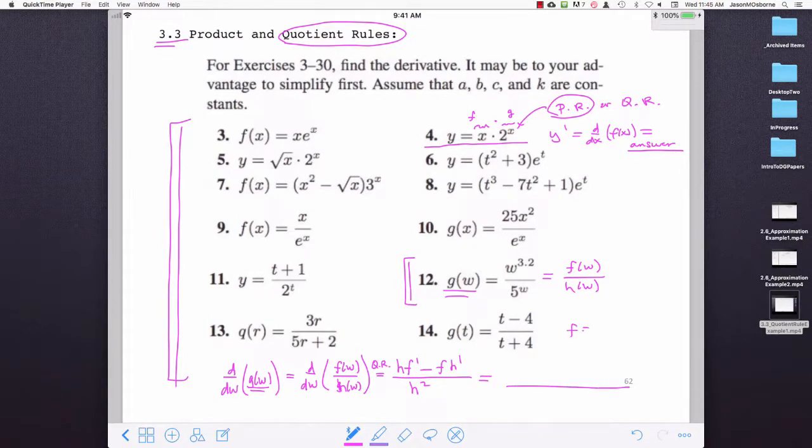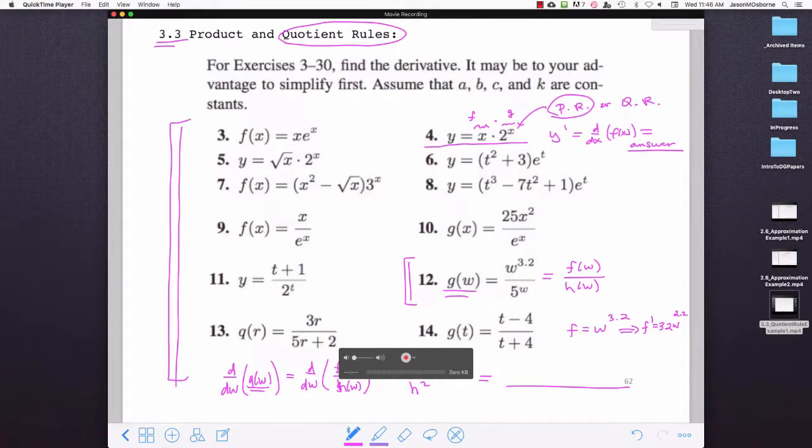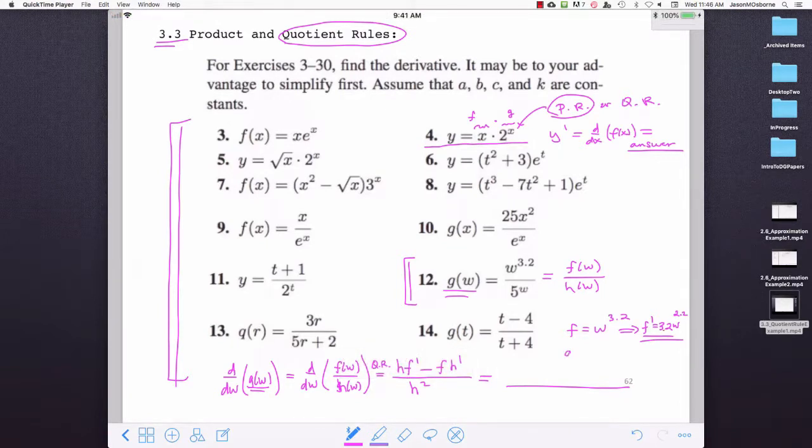Notice that f is equal to w to the 3.2 power, so f prime is 3.2 w to the 2.2, and that's found using the power rule. Okay, h is the function 5 to the w, and h prime is found by doing the properties of the exponential function. The derivative of 5 to the w is 5 to the w times the natural logarithm of 5.